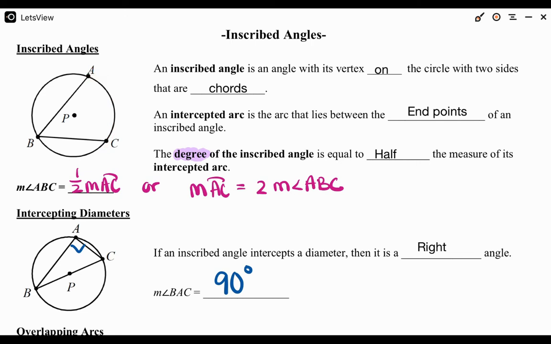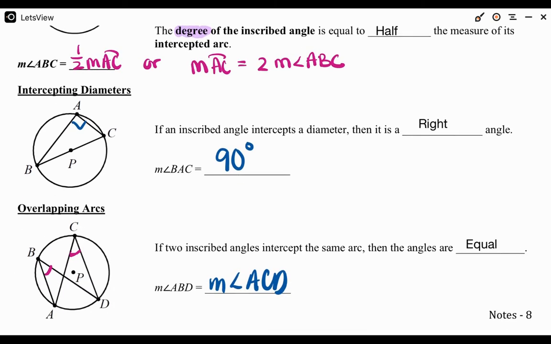The degree of the inscribed angle is equal to half the measure of the intercepted arc. So our angle right here is equal to half of the degree of AC. Or another way you can write it is that our arc measure is equal to 2 times the angle measure.